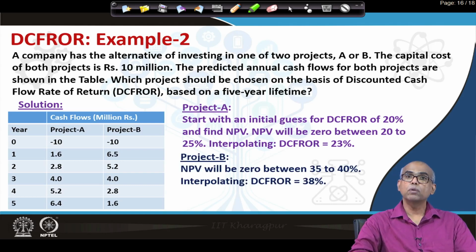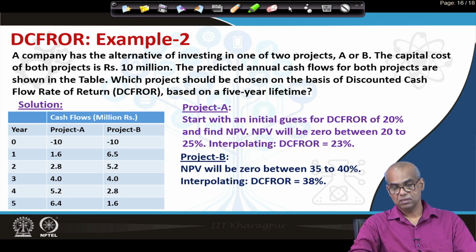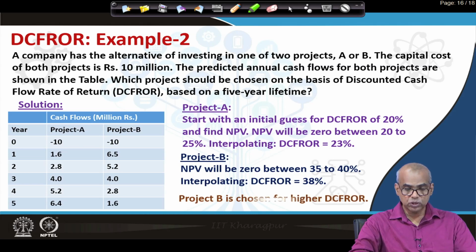Similarly, you repeat for project B, and you will see that NPV will be 0 between 35 to 40%, and by interpolating, we estimate the discounted cash flow rate of return is 38%. So, 38% is greater than 23%. So, project B is chosen for higher value of discounted cash flow rate of return.